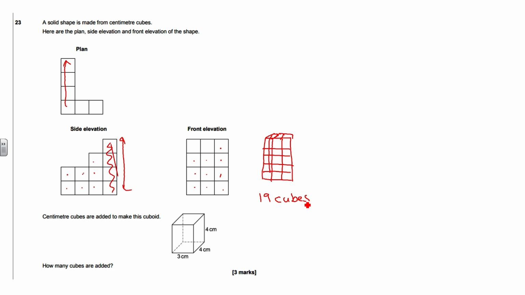Now, what cubes do I need to make this cuboid? So this cuboid is just the volume, so 3 by 4 by 4 cubes. So 3 times 4 is 12, times 4 is 48. So I've got 19 cubes, I need to have 48 cubes. How many were added? Alright, so if I take 19 off 48, take 20 and add 1 on. So 48 take 20 is 28, add 1 on, so 29 cubes. That's the number of cubes that were added.